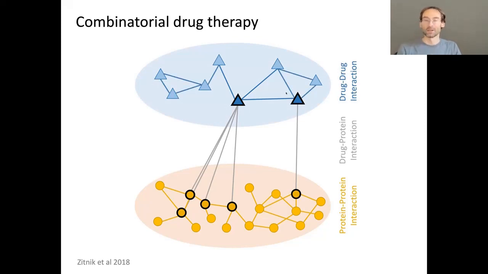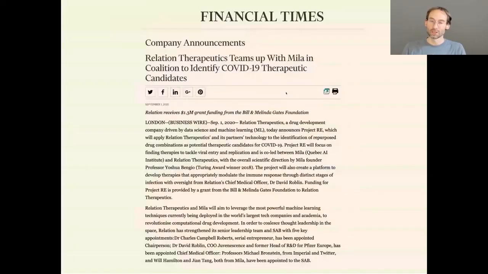So one last example that I will show is combinatorial drug therapy. Talking about interactions between drugs, there was a very interesting work from Marinka Zitnik, then at Stanford, now at Harvard, predicting adverse side effects of polypharmacy when people are administered multiple drugs at the same time. Some of these interactions can be negative. Some of them actually can be synergistic.